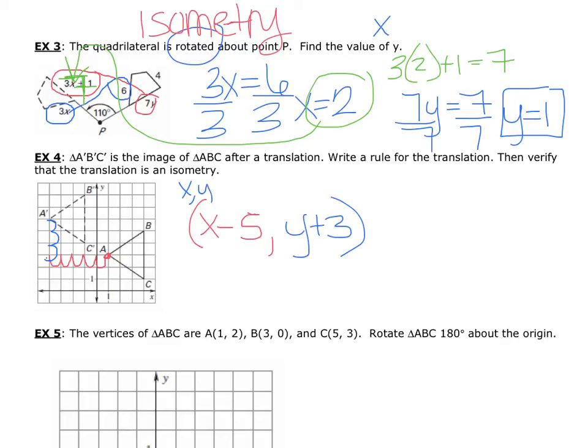They took the original ordered pair and changed it, so they subtracted 5 from the x's and added 3 to the y's. Now, how do you verify it's an isometry? Remember, isometries are the same exact size, so we have to make sure. Well, if we count BC, 1, 2, 3, 4, BC is equal to 4. Well, how much is B prime C prime? 1, 2, 3, 4. So since they're the same length, that's how we verify it is an isometry.